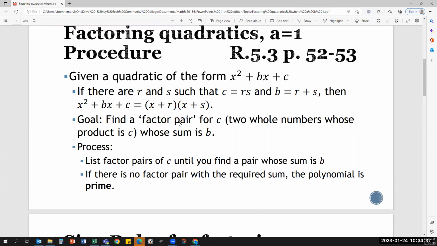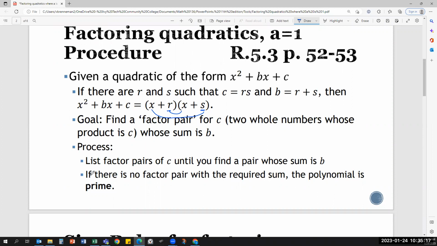And if you think about what happens when you FOIL to get that quadratic from the factors, you have the values in the factor being multiplied together to get c, and then you have those outside and inside multiplications that get added together to get the middle term, the b. So we're looking then at c and b, looking for two things that can multiply together to get c and add together to get b.